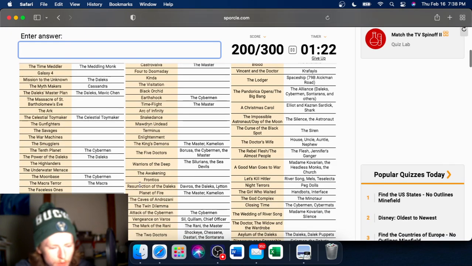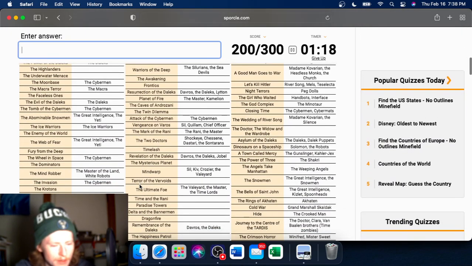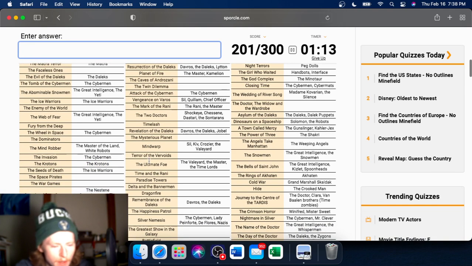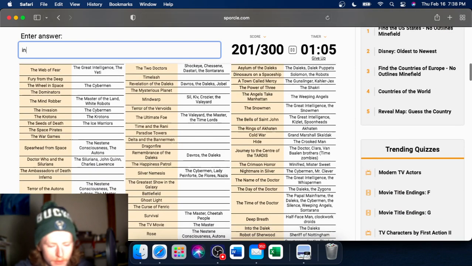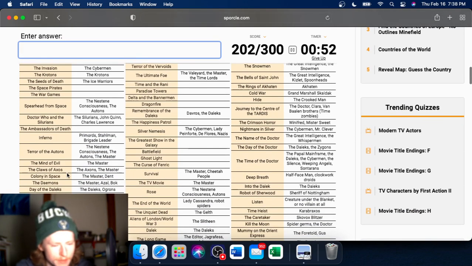Underwater Menace, Moonbase, Faceless Ones, Enemy of the World, Fury from the Deep, Dominators, Crotons. There was one. The War Games, Time Lords is the correct answer, by the way. Inferno. Inferno. Brigade Leader. Awesome. I have seen that episode. I've seen all of these episodes.